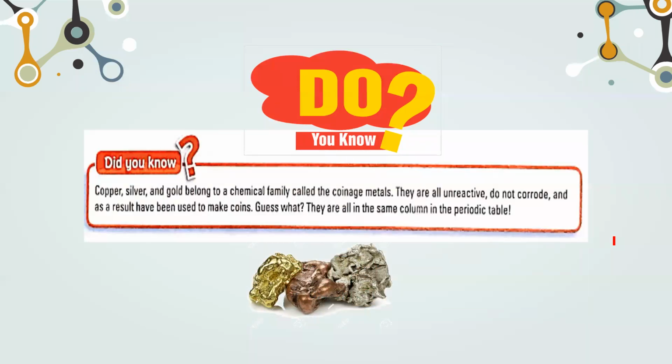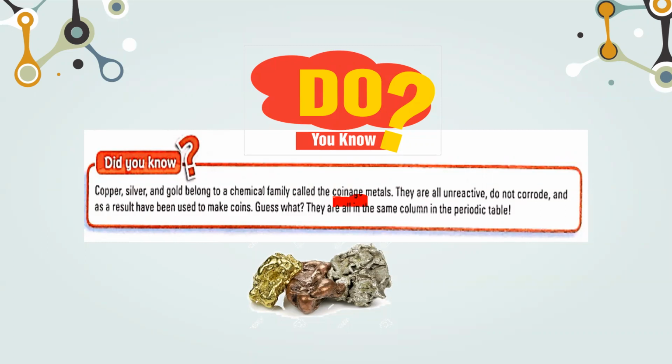Another interesting piece of information is here for you. Copper, silver, and gold belong to a chemical family. These three make a family, and that is what is so called coinage metals. All of them are metals, so they belong to a particular family. Why is it so called? Why only these three metals are coinage metals?